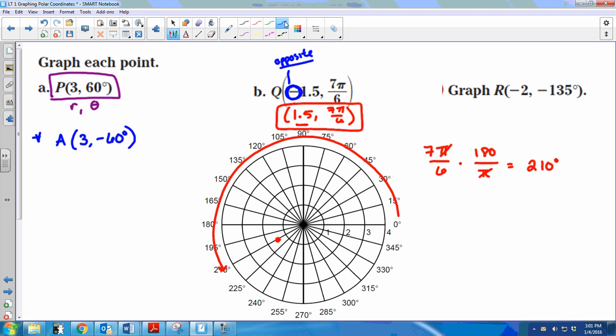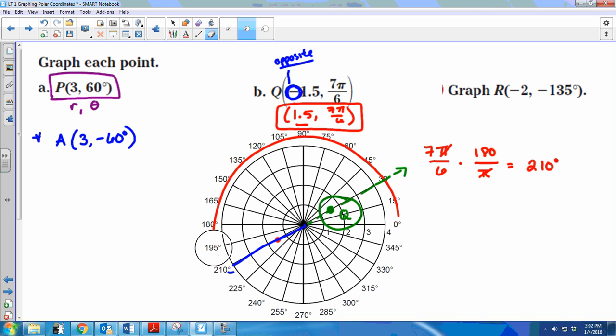So this is what I mean by that. Currently, our point is on the ray at 210 degrees. What we do is we go the opposite direction. So we're going to draw in the ray that goes through 30 degrees. It's the opposite ray from 210 degrees. And we put our point at 1.5 on that ray. So that is point Q. So the negative, you would, in your mind, graph where the positive version would be, and then you would go to the opposite ray, so you go backwards to actually place your point.